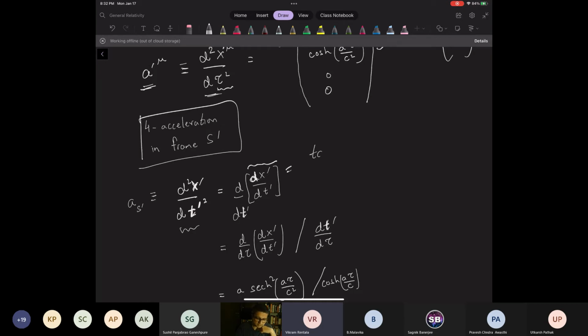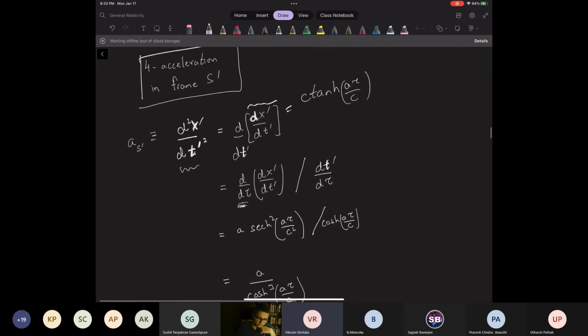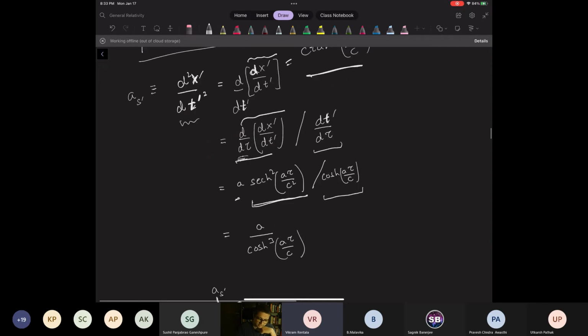Because this velocity we know is tan hyperbolic of a tau by c. So it's easier to differentiate with respect to tau. We differentiate with respect to tau and use the chain rule, dividing by dt prime over d tau. When you differentiate this with respect to tau, what you get is something proportional to a times secant hyperbolic square a tau over c. That comes from this differentiation, since tan hyperbolic differentiation gives secant h square. And dt prime by d tau is cosh of a tau over c. So when you put it together, the acceleration seen in frame S prime is a over cosh cube of a tau over c.